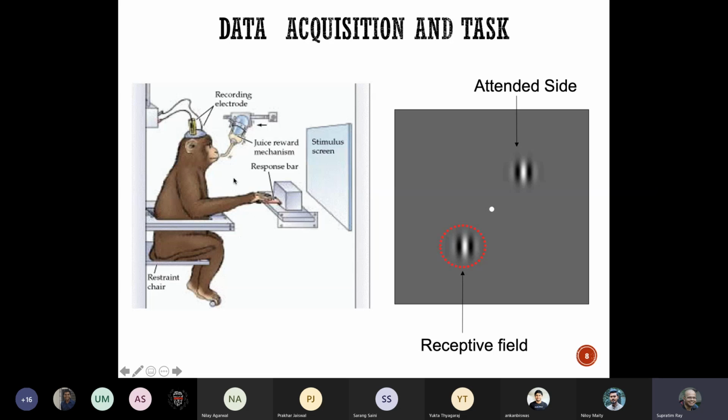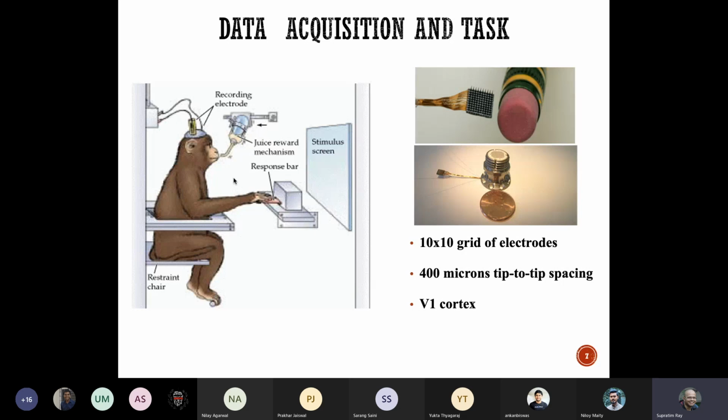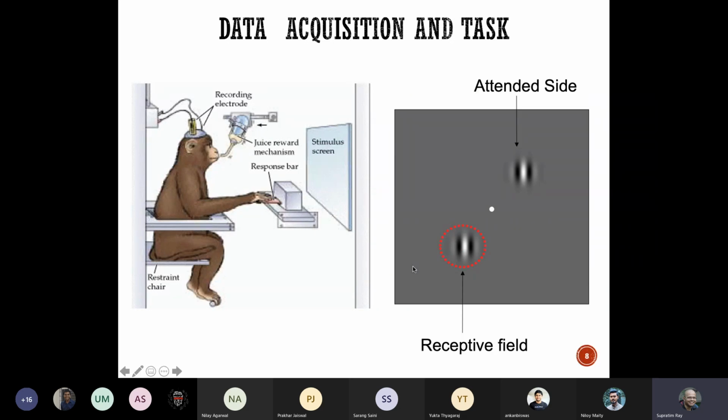What is a receptive field? A receptive field is nothing but the visual space that elicits a response from these neurons. If I had positioned my electrode at a different part of the brain, the receptive field would have moved. In fact, different brain areas have receptive fields of different sizes. But in the primary visual cortex, the receptive fields are small, which means that each neuron only sees a small part of the visual world.